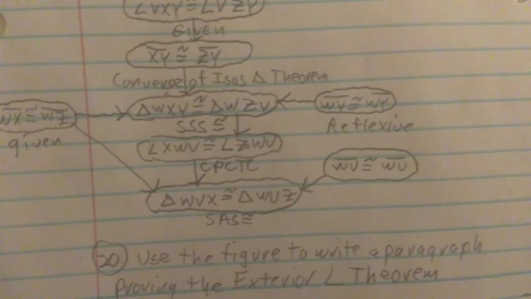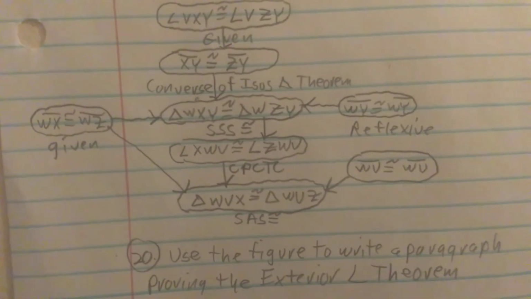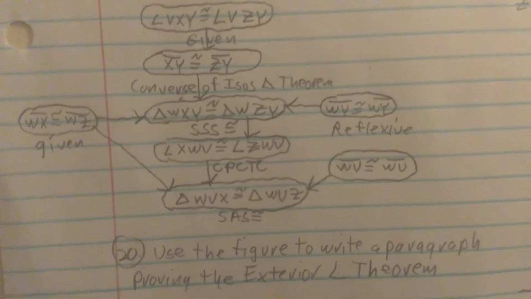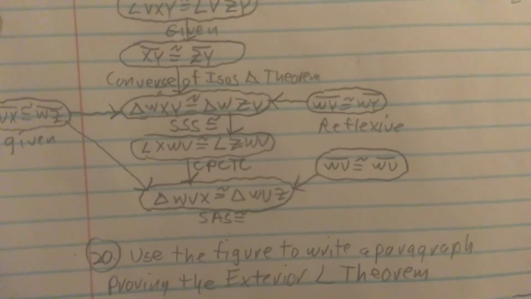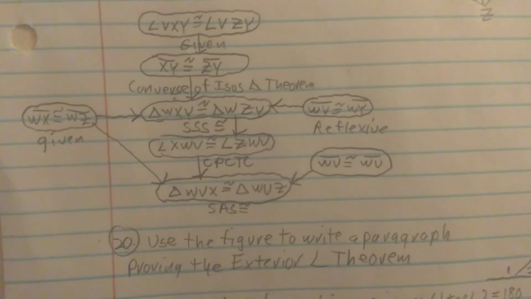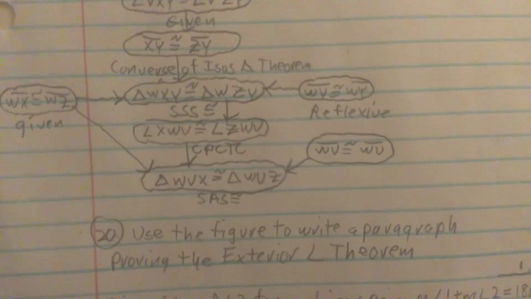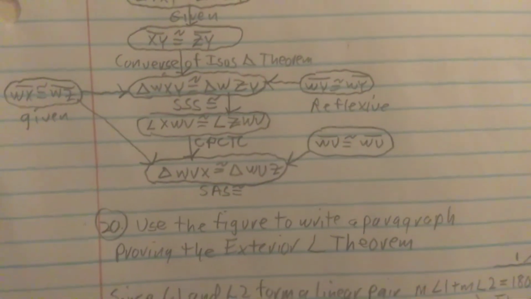And then because of that congruence, we have angle XWV congruent to angle ZWV by corresponding parts of congruent triangles are congruent. And with WX still being congruent to WZ and WV being congruent to itself for reflexive, we can now say the triangle WVX is congruent to WVZ by side angle side congruence.